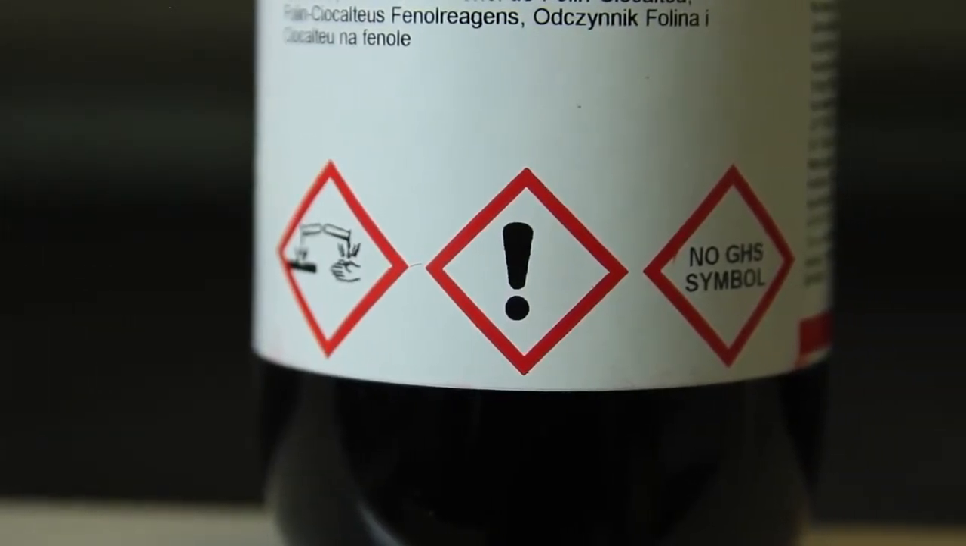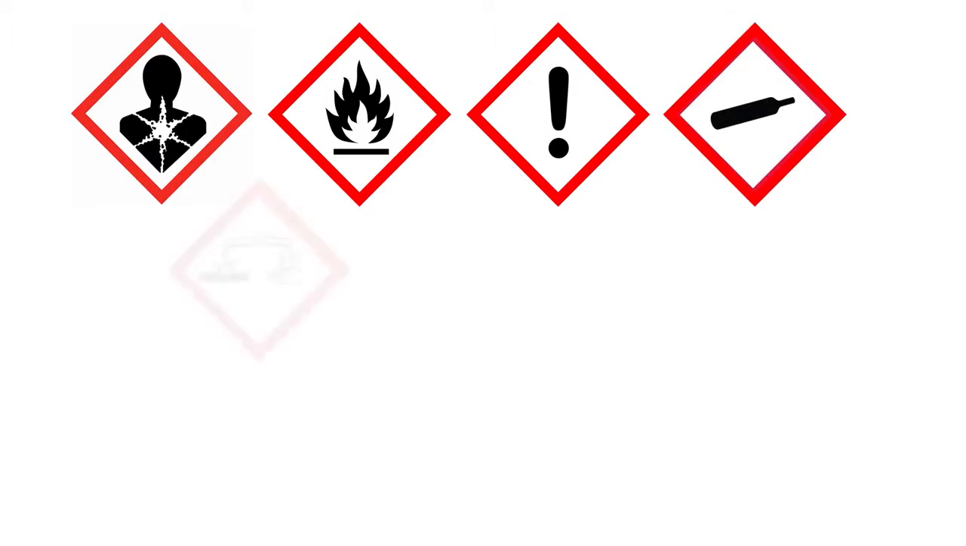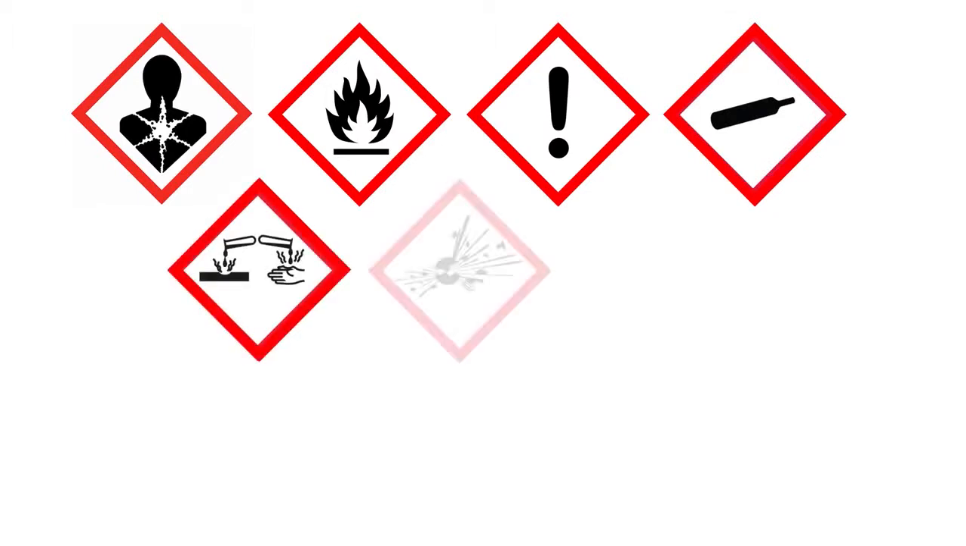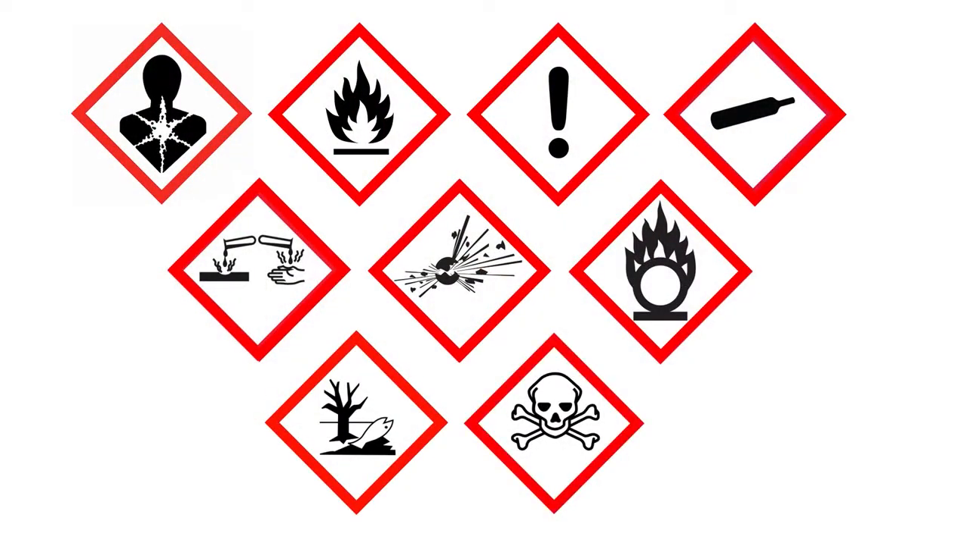Each pictogram represents a specific hazard: health, flammability, toxicity, compressed gases, skin and eye protection, unstable explosives, oxidizers. An oxidizer is a chemical that initiates combustion through the release of oxygen. Also environmental hazards and acute toxicity.